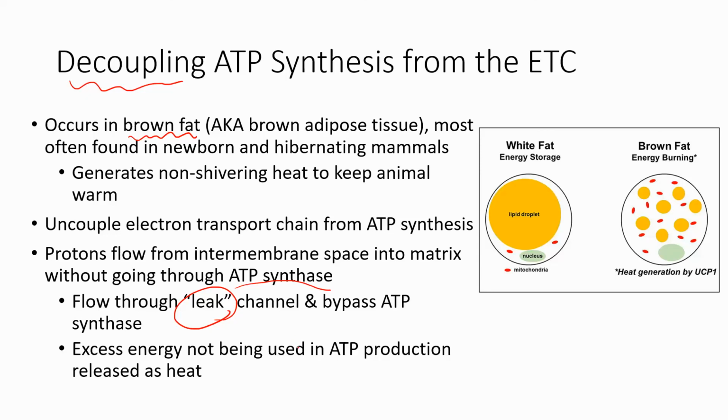That leak channel just allows protons to go through. So the energy of that concentration gradient is not being channeled into ATP synthesis. Instead, it gets converted to heat. And so that allows brown fat to generate a lot of heat. In fact, brown fat has a lot of mitochondria in it, which gives it its characteristic brown color because of the large concentration of mitochondria, and it is actually fat tissue that burns extra energy.